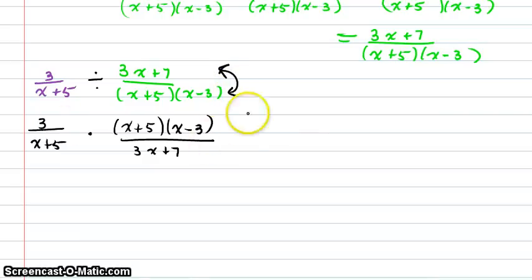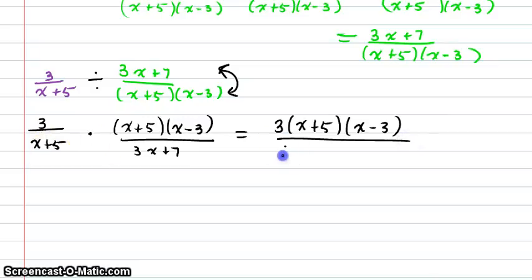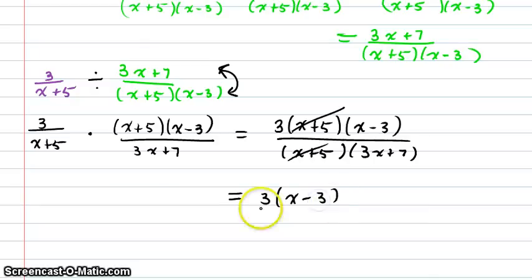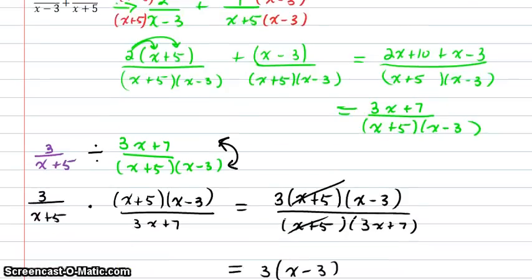Okay, now we multiply across. We don't need a common denominator because we're multiplying. So that's 3 times x plus 5 times x minus 3 on the top, and then on the bottom, we have x plus 5 times 3x plus 7. Oh, and look there, we've got an x plus 5 on the top and the bottom that cancel out so nicely. So we're left with 3 times x minus 3 over 3x plus 7. And you're done. Okay, so that is a way to simplify that one.